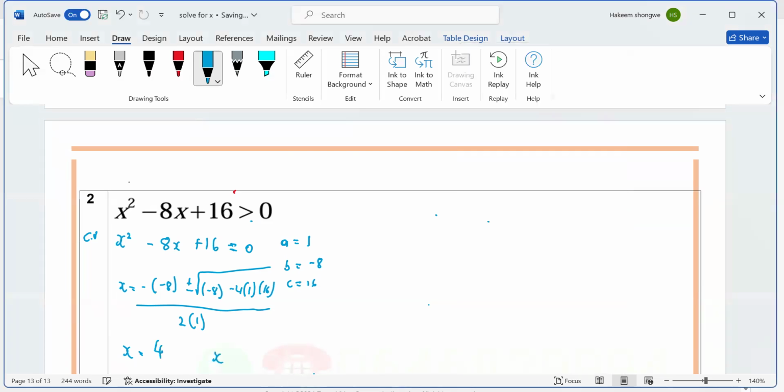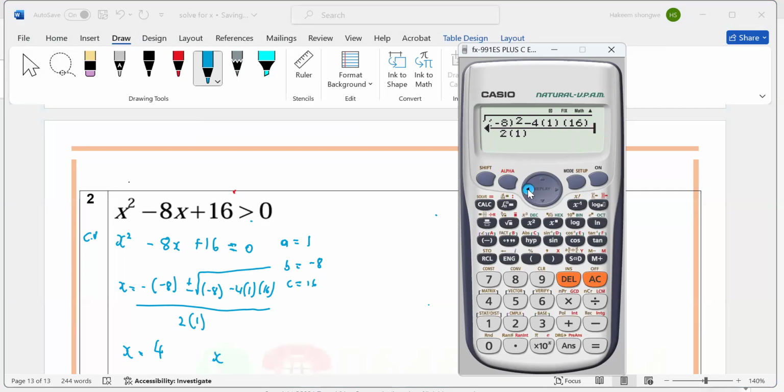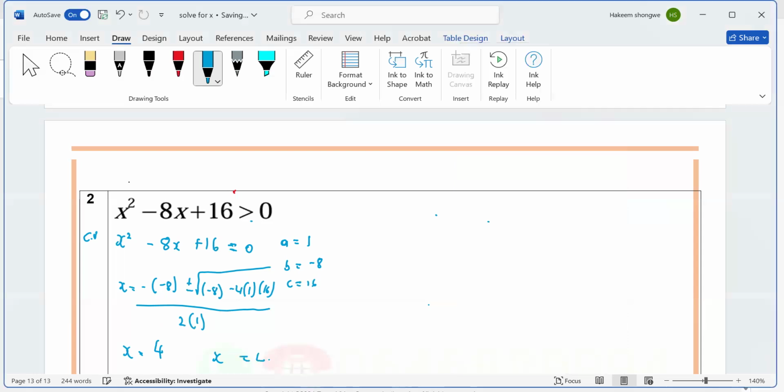And then we can try the other one. If you put a minus here, let's check. Oh, we still get 4. We still get 4. So it means x1 and x2 are exactly identical. Can you see that?